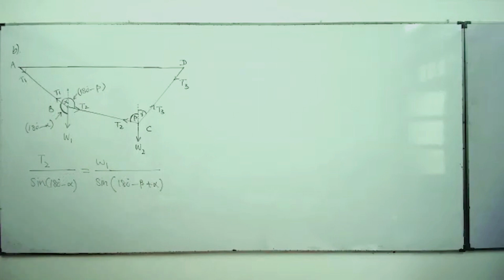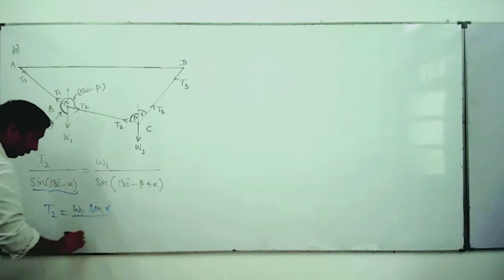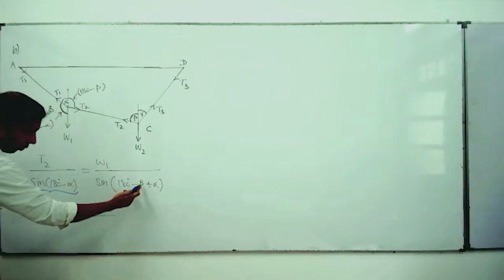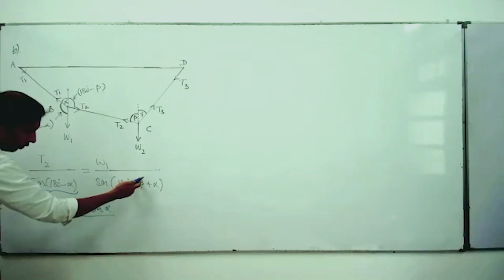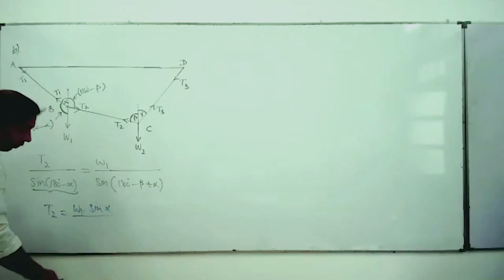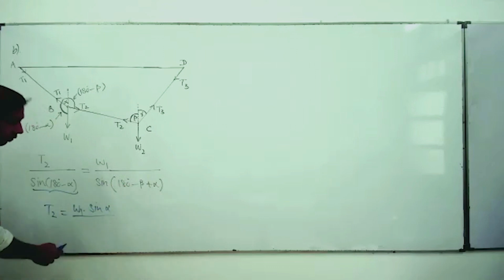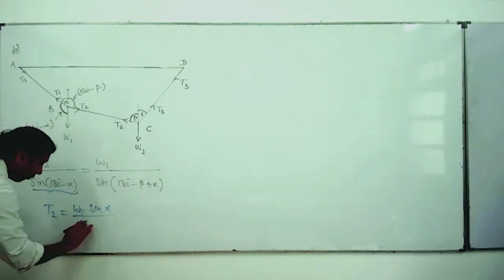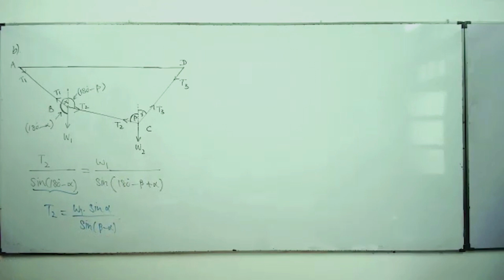Right. Now you can make T2 the subject here. This one, sine alpha, bring that to the right hand side numerator. Here we take this minus sign out. Then 180 minus, within bracket we get beta minus alpha. No? Sine 180 minus, within bracket beta minus alpha, means sine beta minus alpha.